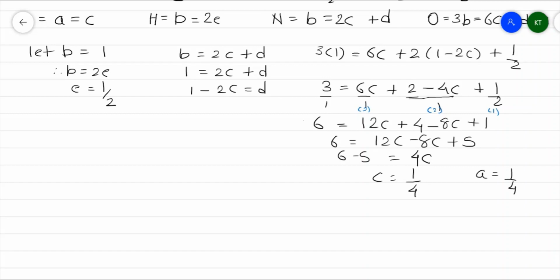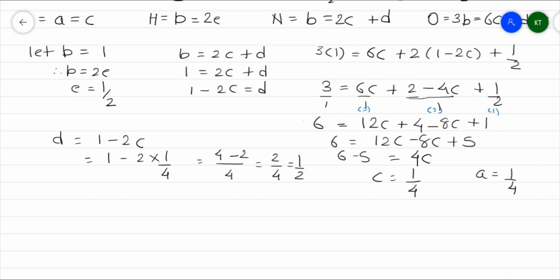Now let me find the value of D. I took D as 1 minus 2C. So this is 1 minus 2 into 1 upon 4, so it is 4 minus 2 upon 4. This 2 upon 4 gives 1 upon 2. Now I got all the values. A is equal to 1 upon 4, B I assumed as 1, C is 1 upon 4, D is 1 upon 2, and E I got here.